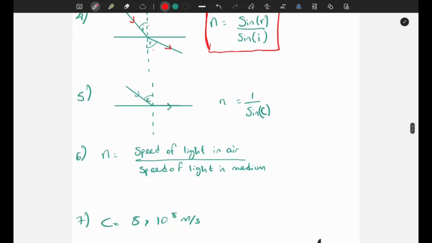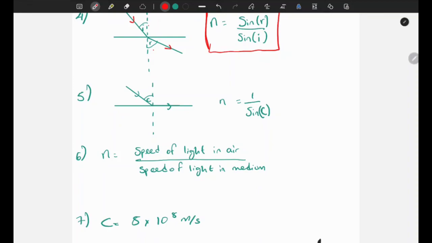The next one is for total internal reflection, or right before total internal reflection. If you don't understand this topic, I have gone through it in my waves video, so make sure to check that out.